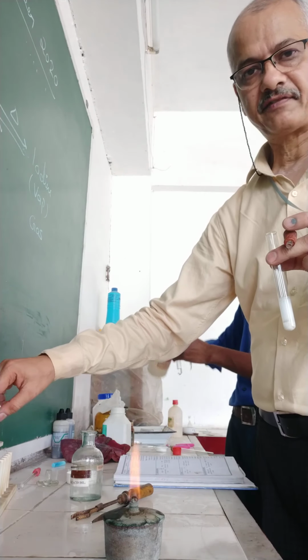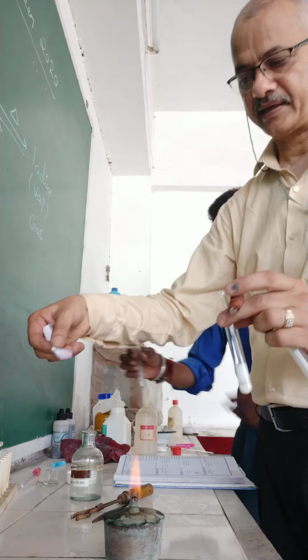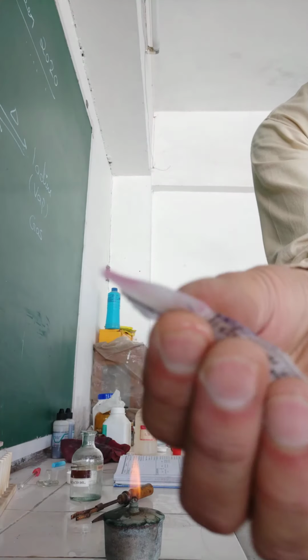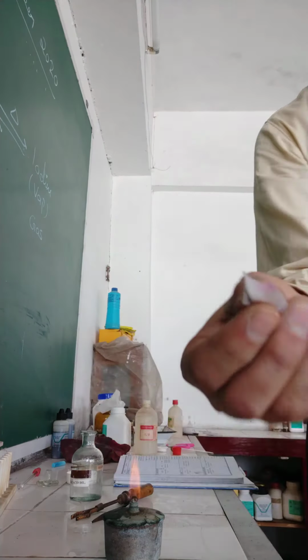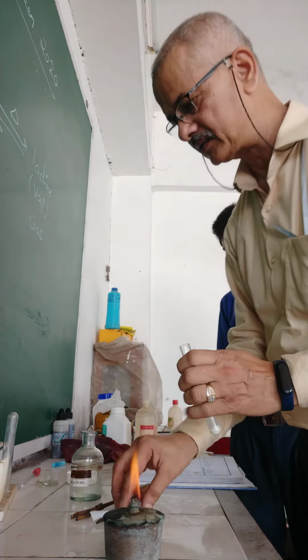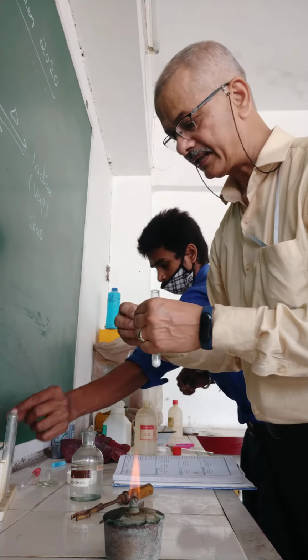Paper dipped in acidified potassium permanganate is of pink color. I have dipped this paper, it is showing pink. So this is going to decolorize. See, again it has become white. This is sulfur dioxide. This test will not be shown by carbon dioxide. I will show you once again. The lime water has not turned milky, but another test I am showing to you.